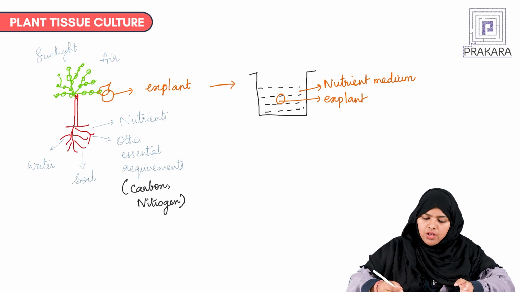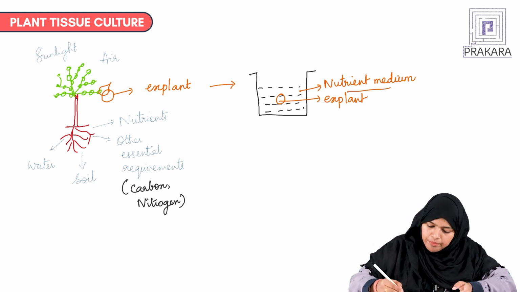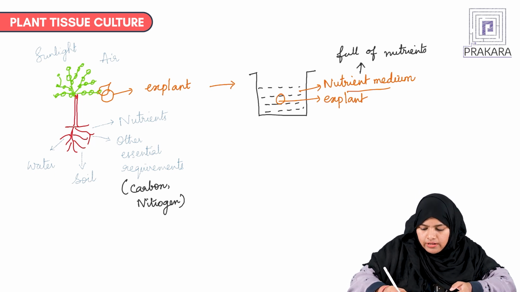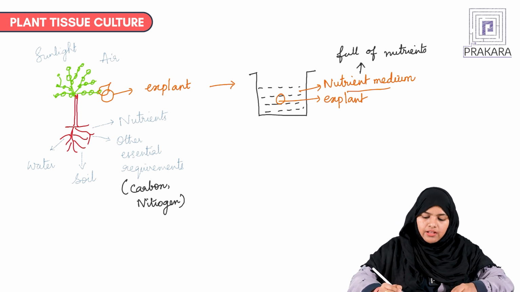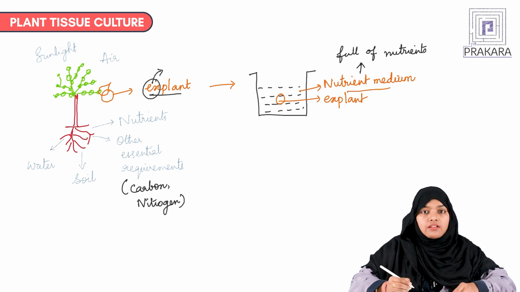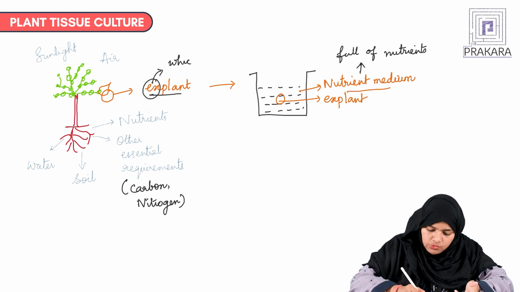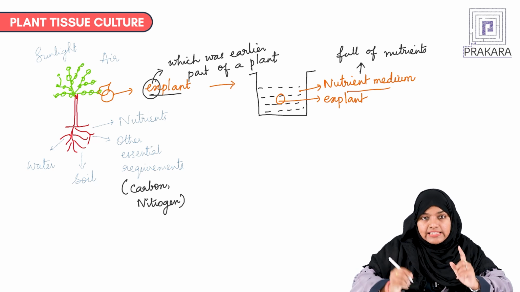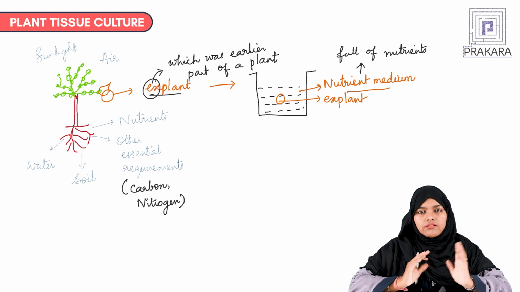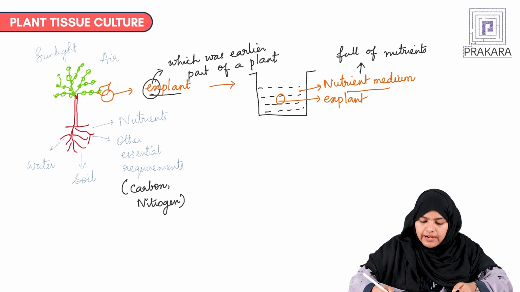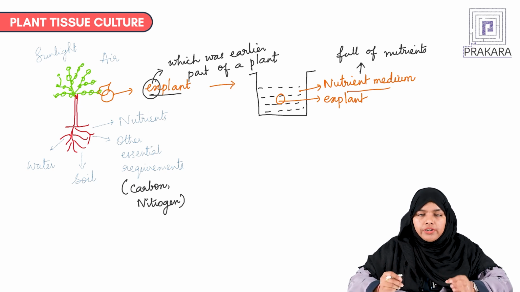I'm simply taking a part of the leaf which I'm calling an explant and placing it in the nutrient medium. Why am I calling it nutrient medium? Because nutrient medium is something which is full of nutrients. What are those nutrients? I'll let you know later. And one more important thing, why am I calling it an explant? Explant is something which was earlier a part of the plant. That's the reason why I'm calling it ex-plant. Ex is past tense: it was a part of that plant, but is not now a part of that particular plant, and it is supposed to be in the nutrient medium.